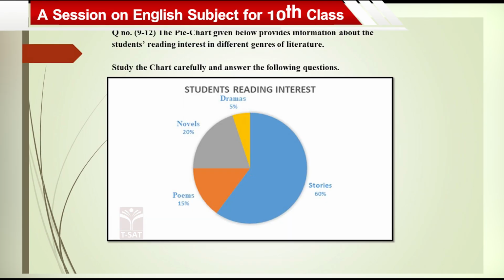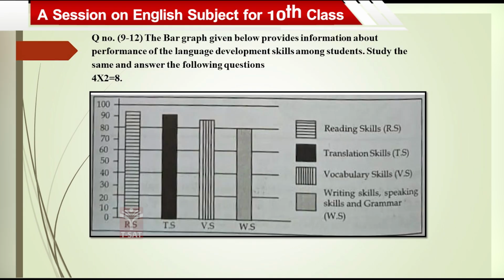These are the pie charts. I'll just take you through. Please, ma'am, next one. So these similar questions you will get, you might have done here. A bar graph, you see that. Here a bar graph is shown where performance of language development skills among students has been tested. So you need to study that, and clearly it's given: reading skill, translation skill, vocabulary skill, writing skills and speaking skills. You might be writing all these exams, oral reading fluency, then also conversation. So such kind of paragraph you may say.